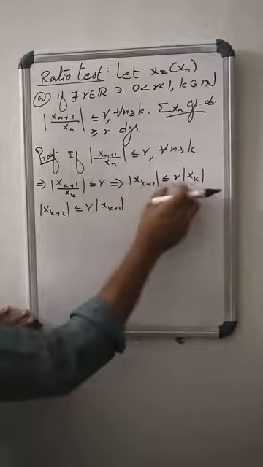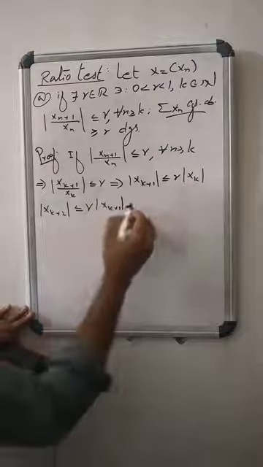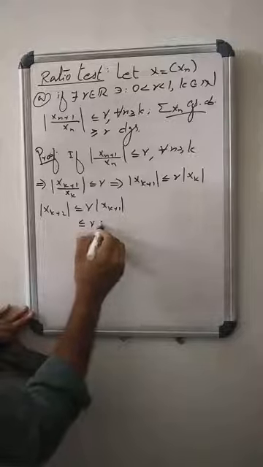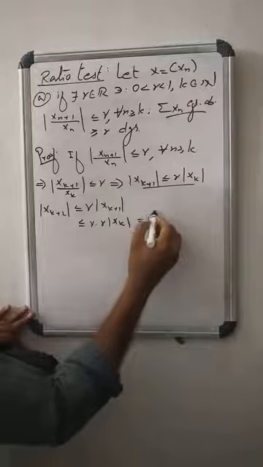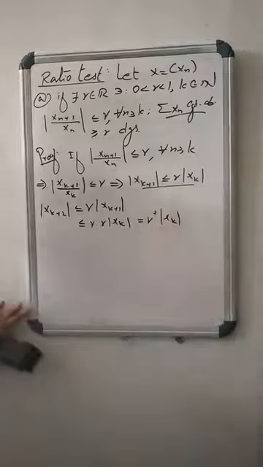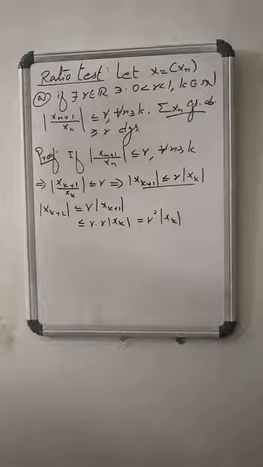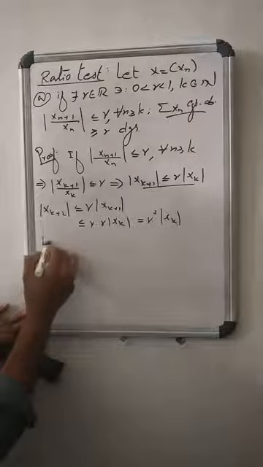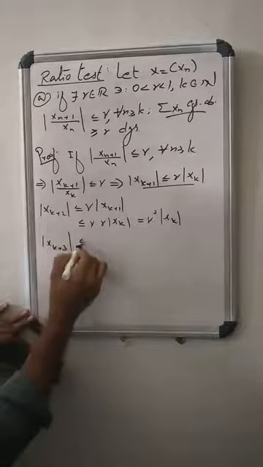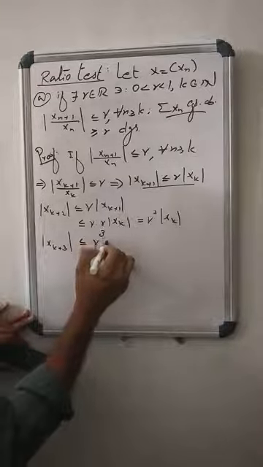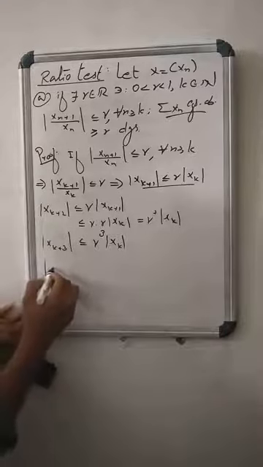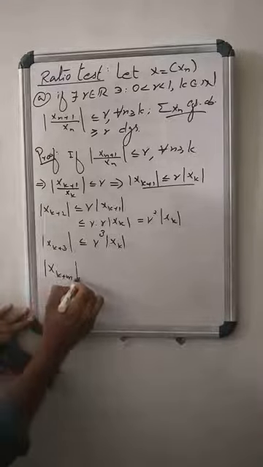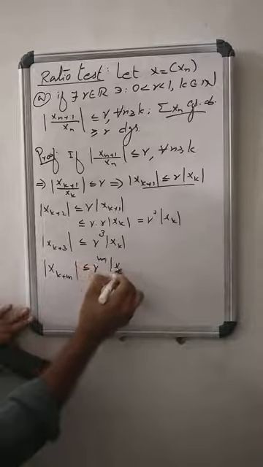But modulus of xk+1 is less than or equals r into modulus of xk, so modulus of xk+2 is less than or equals r into r into modulus of xk, that equals r square into modulus of xk. What about modulus of xk+3? It is less than or equals r cube into modulus of xk. Proceeding like this, modulus of xk+m is less than or equals r power m into modulus of xk.